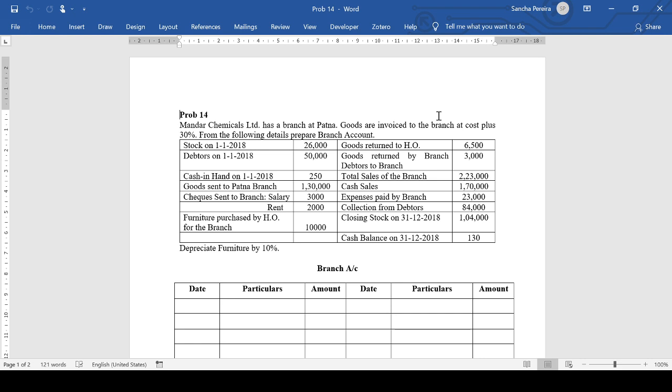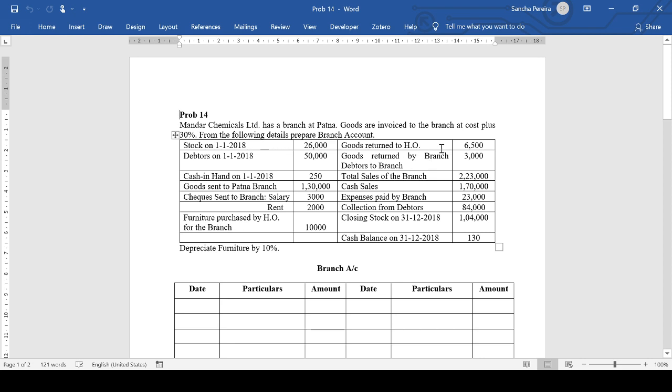From the following details, prepare branch account. Given are the opening stock, opening balance of debtors, opening balance of cash in hand. So we have cash in hand here, not petty cash. Goods sent to Patna branch, cheques sent to branch for salary and rent. That is, the head office is sending, so that's paid by the head office. Furniture purchased by head office for the branch. So we're going to treat this also like this. Like how the head office is sending money to the branch for these expenses, we're going to assume that money has also been sent by the head office for purchase of furniture.